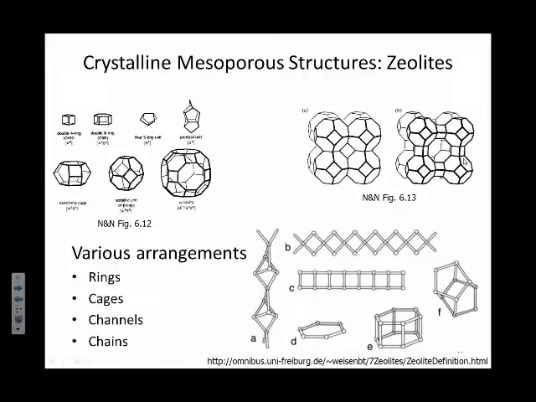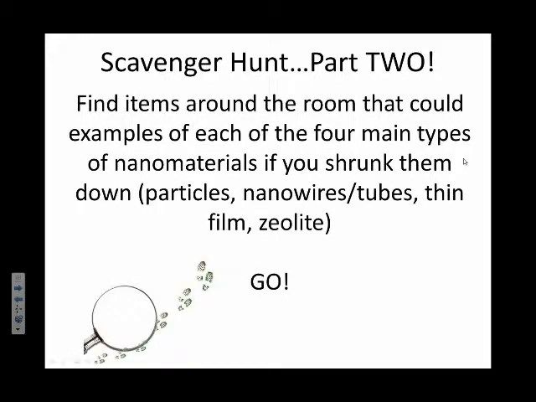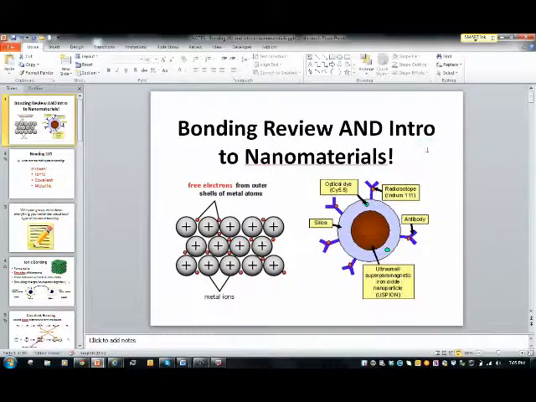So there's lots of different structures within this area of zeolites. And then we did a little scavenger hunt in class again, where people had to find an example of something where if you shrunk it down, you would classify it as a particle, a nanowire, a thin film, or a zeolite. And that is it for that.